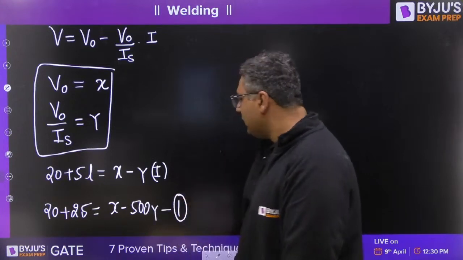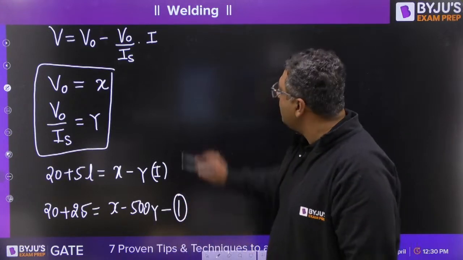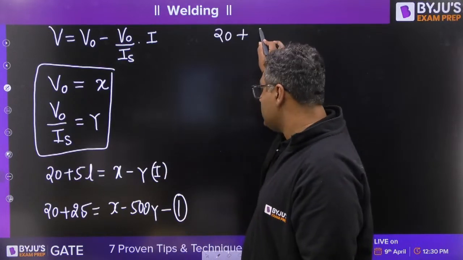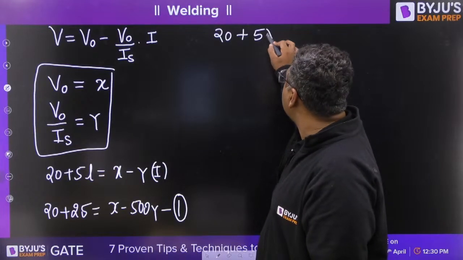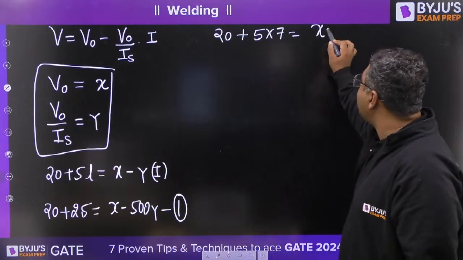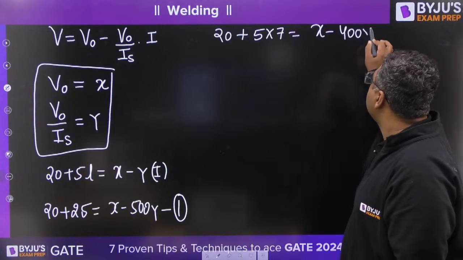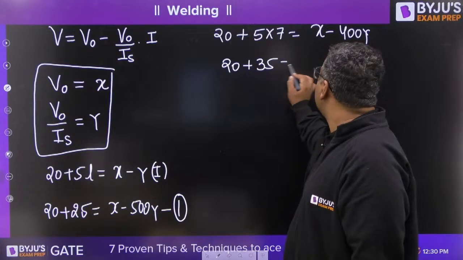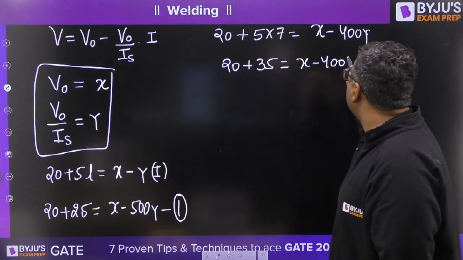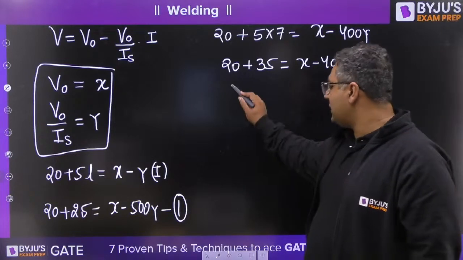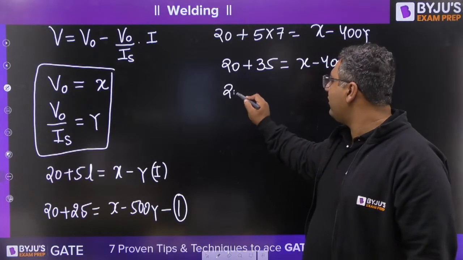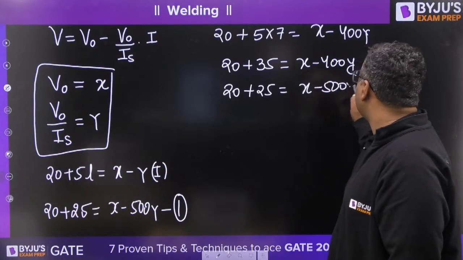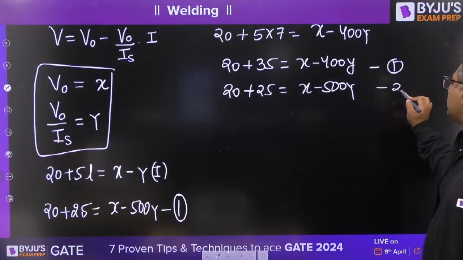This is equation number 1. Then we will go for the second equation, that is 20 plus 5L, this time the arc length is going to be 7 mm. So 5 into 7, it is equal to X minus, this time the current is 400Y. So you can write 20 plus 35 equals X minus 400Y. One equation is this, the other equation is 20 plus 25 equals X minus 500Y. So this is equation 1, this is equation 2.